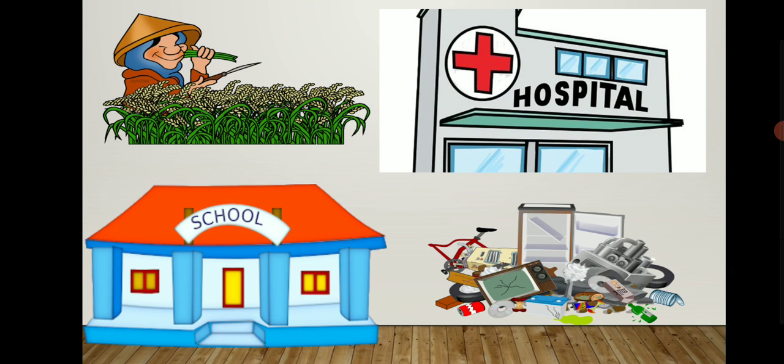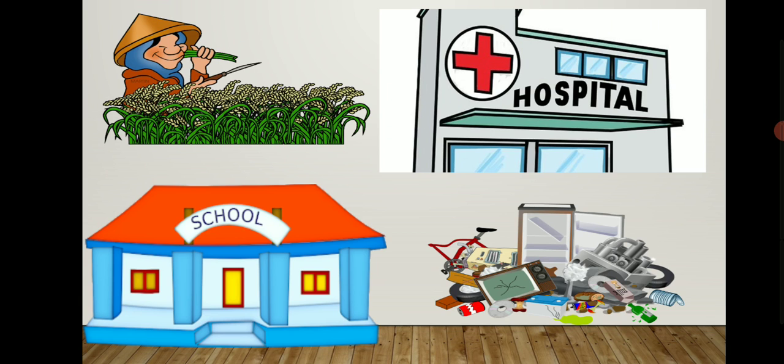Now, children, use your brain power. Now, look at this first picture. Just imagine, what if there were no farmers? Second picture, what if there were no schools? Third, what if there were no hospitals? And fourth, what if garbage were to pile up?